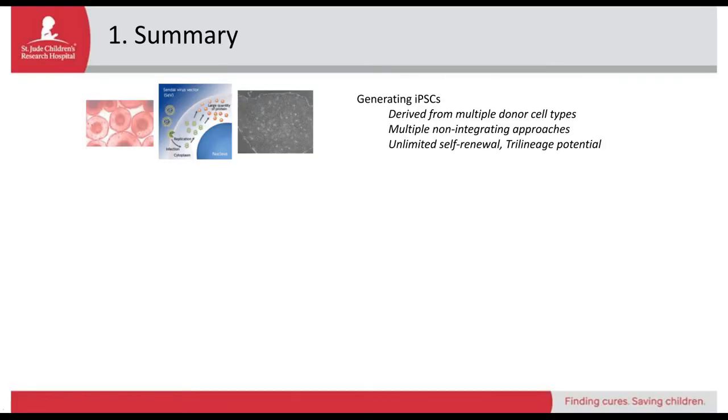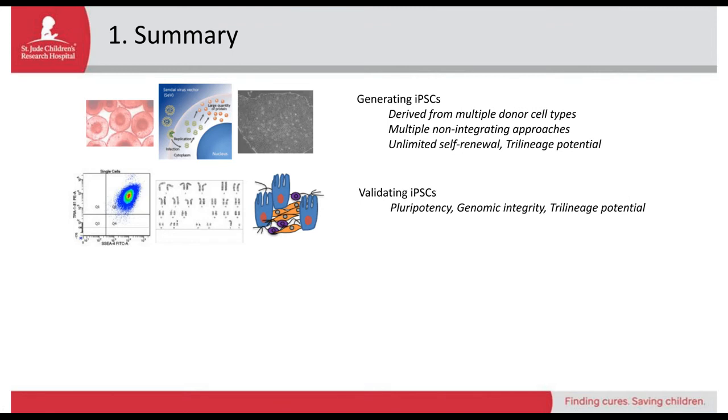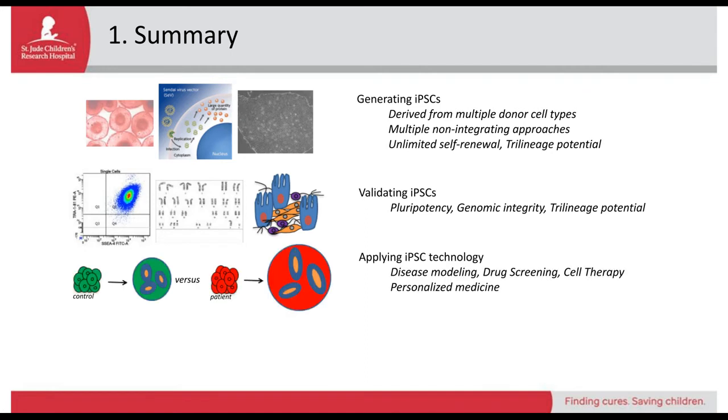Okay, so to summarize the first part of my talk, I basically showed you that iPSCs can be derived from multiple donor cell types using multiple non-integrating approaches. iPSCs can undergo unlimited self-renewal and have trilineage potential. To characterize and validate iPS lines, we need to look at the expression of pluripotency markers. We need to check their genomic integrity periodically, as well as demonstrate their ability to differentiate into ectoderm, endoderm, and mesodermal lineages. The applications of iPS technology are in disease modeling, drug screening, cell replacement therapy, and most importantly, this allows for personalized medicine, which is still a few years away, but that is the eventual goal.